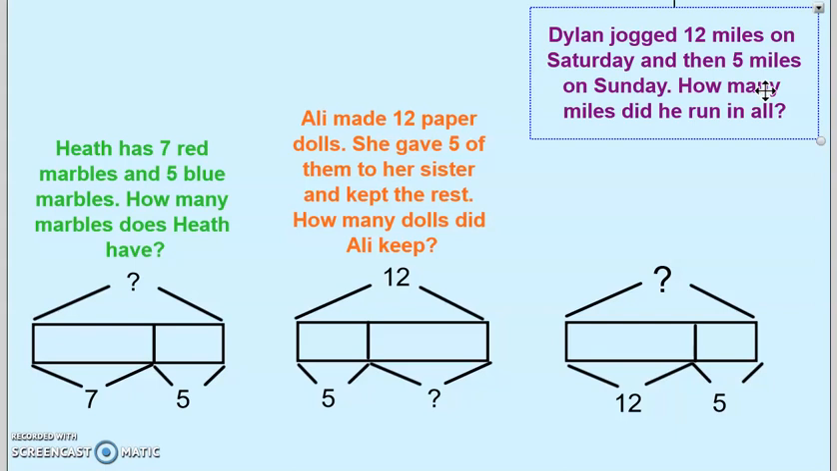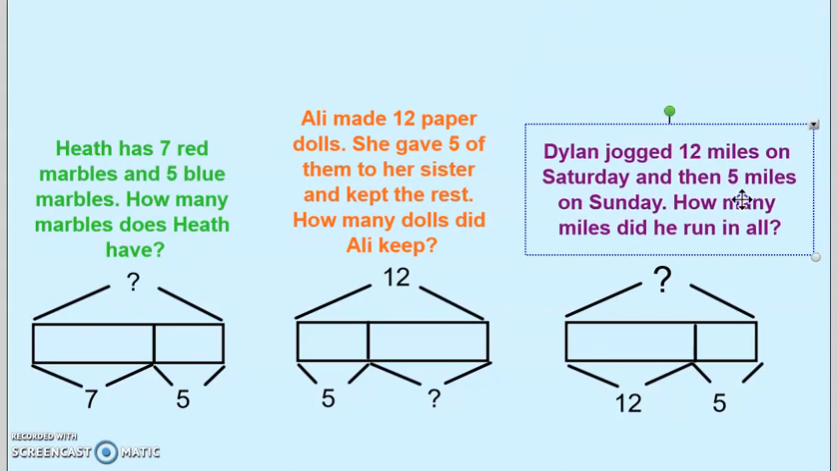If you said we're looking for the total, then you're right. Dylan jogged 12 and 5. Those were both parts. So the total is 17. Nice job, first graders. Let's look at and create our own word problem.